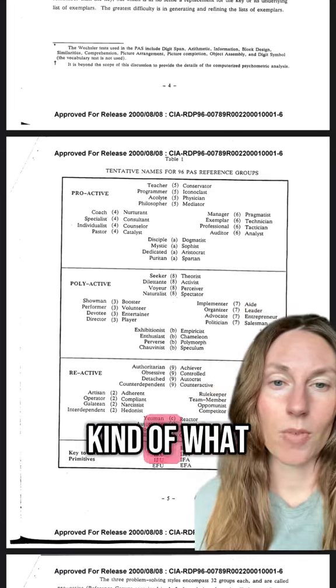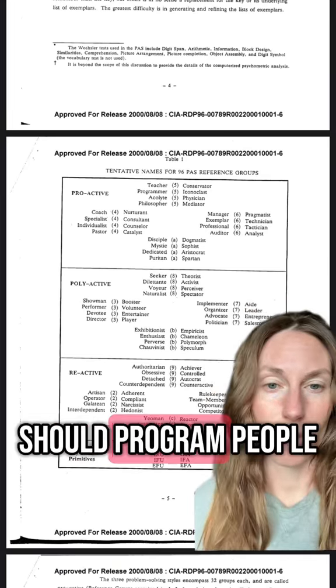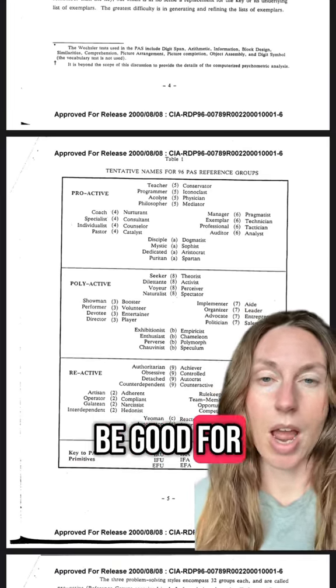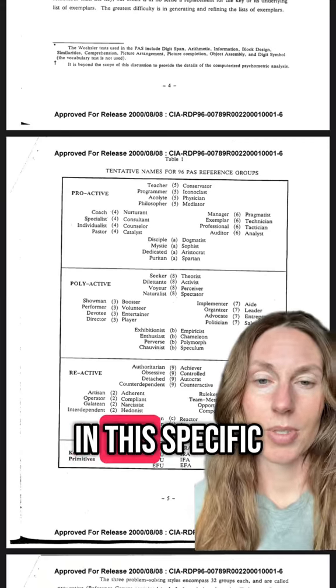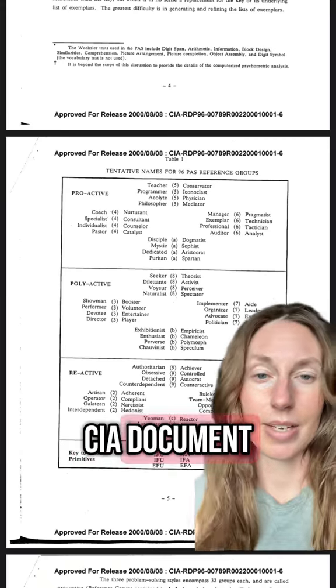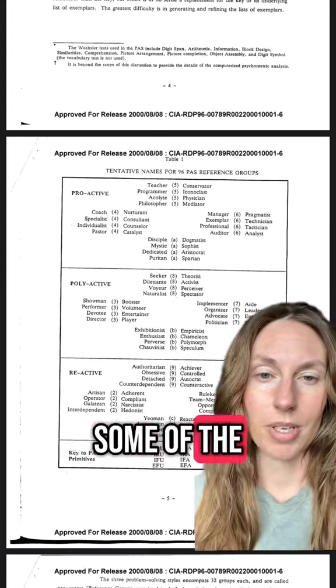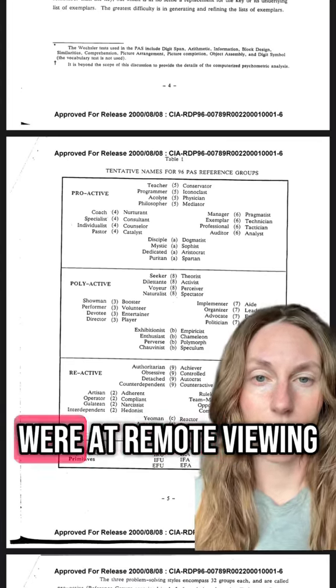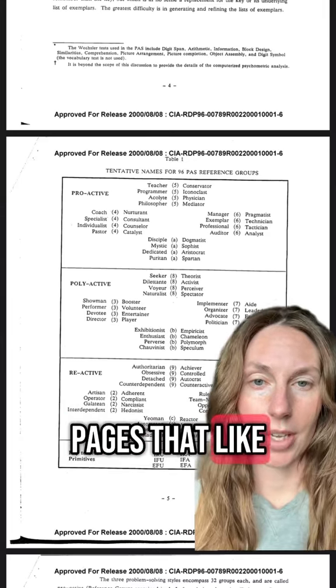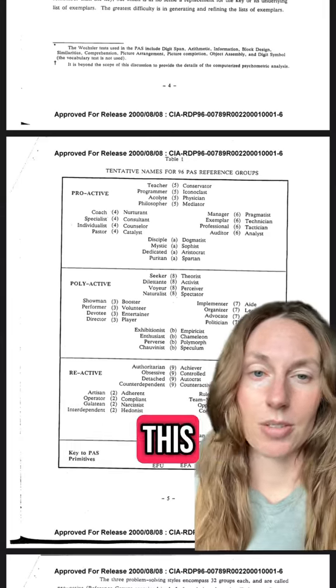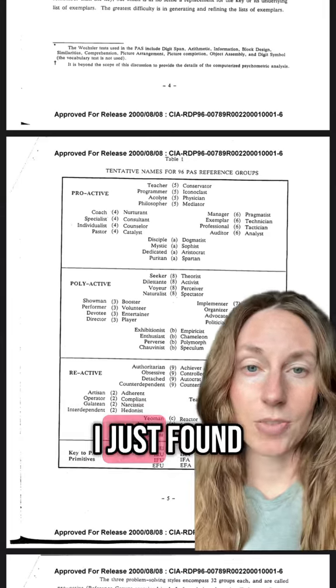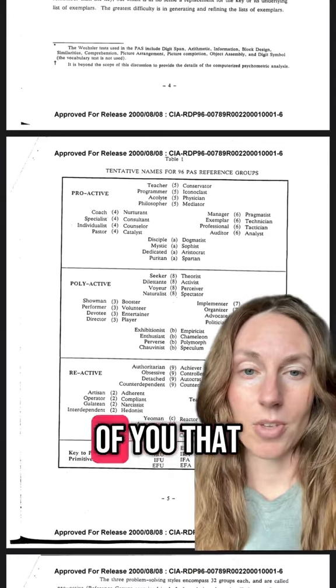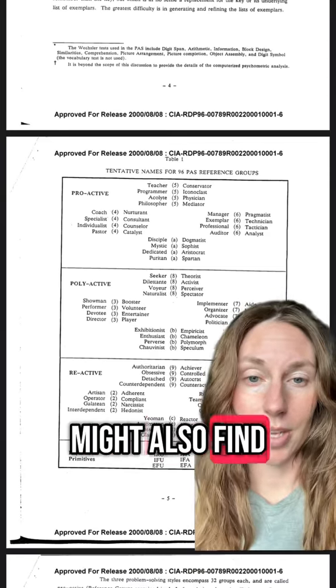So this is what they use to determine how they should program people and what they might be good for. In this specific CIA document, they talked about some of the different personalities that they tested this on, and how good they were at remote viewing. There are other pages that note how good the participant was at remote viewing. So I just found that interesting, and I thought that a lot of you that were in the GATE program might also find this interesting.